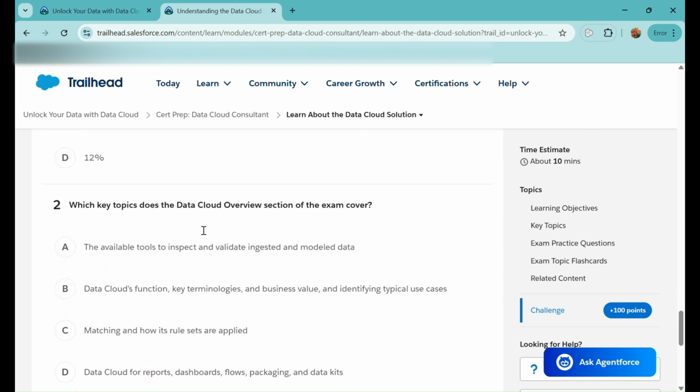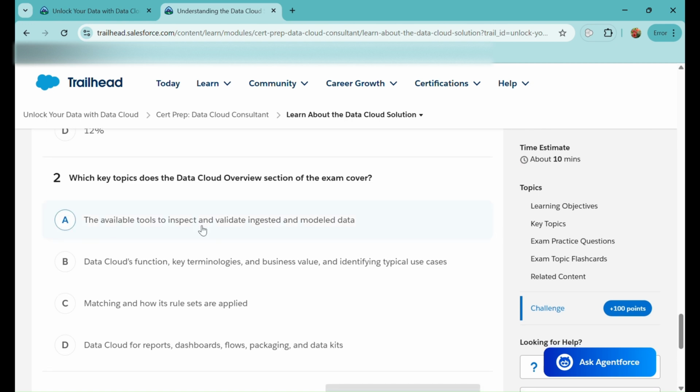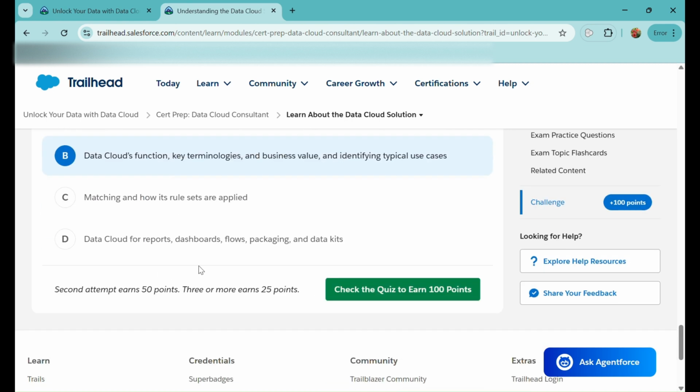Second question is, which key topics does the Data Cloud Overview section of the exam cover? First option is the available tools to inspect and validate ingested and modeled data. Second is Data Cloud's function, key terminologies and business value, and identifying typical use cases. Third is matching and how its rule sets are applied. And the last one is Data Cloud for reports, dashboards, flows, packaging and data kits. So B option should be the correct one.